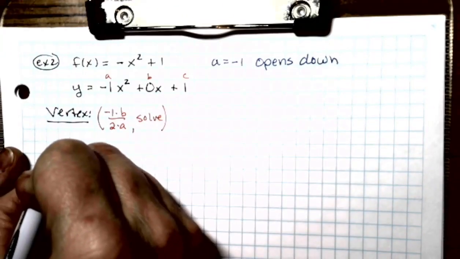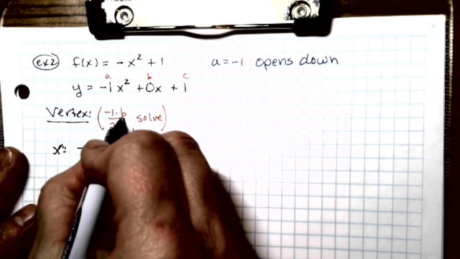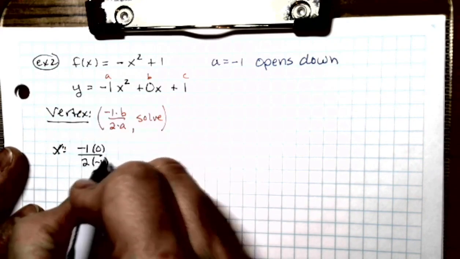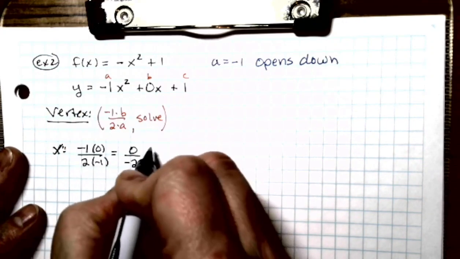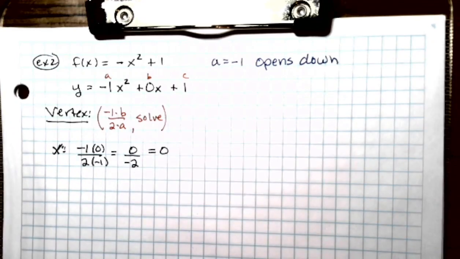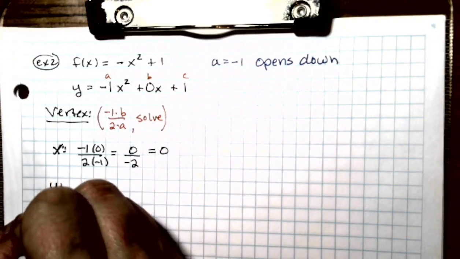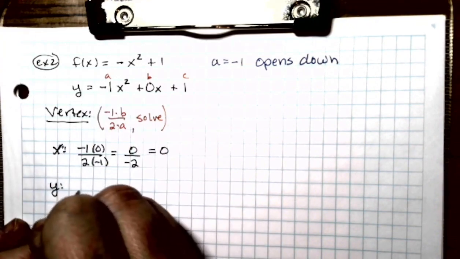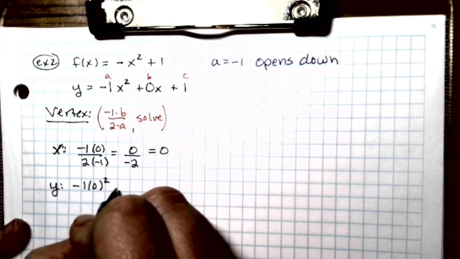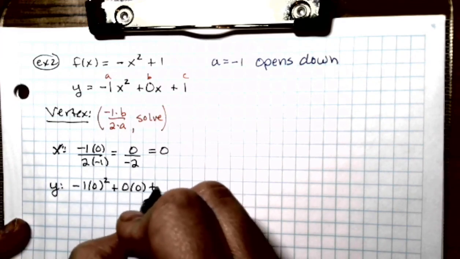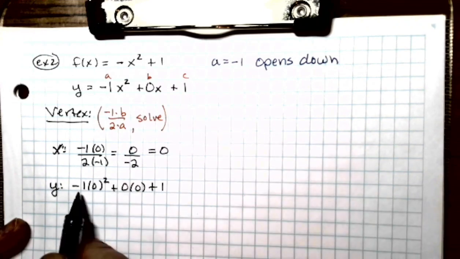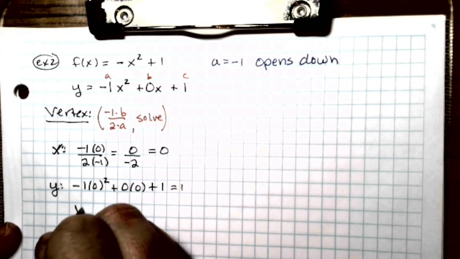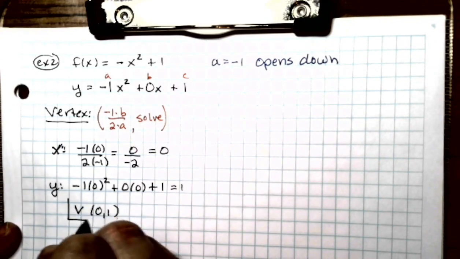So for the x coordinate, here we go. Negative 1 times b, which is 0, over 2 times a, which is negative 1. That gives me 0 over negative 2, which is 0. Now the y coordinate. I'm going to take the 0 and substitute it in and simplify to get the y. So we go negative 1 times 0 squared plus 0 times 0 plus 1. And of course 0 times anything is 0, so we just end up with a 1. So our vertex is 0, 1.